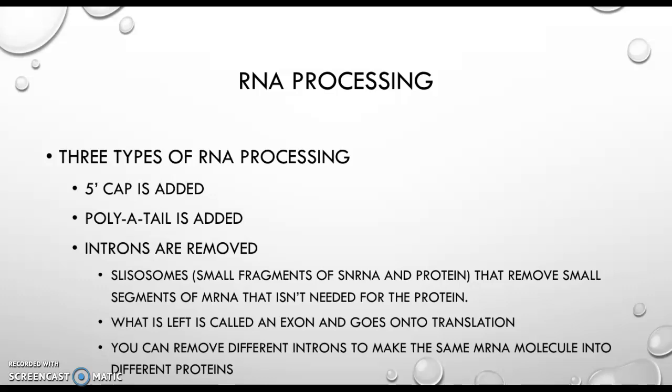Now you just need to do the final edits to our mRNA. There are 3 different types of editing that we can do to our RNA. The first is adding a 5' cap. This is exactly what it sounds like. On the 5' end of the mRNA strand, you just add a piece of non-coding RNA.